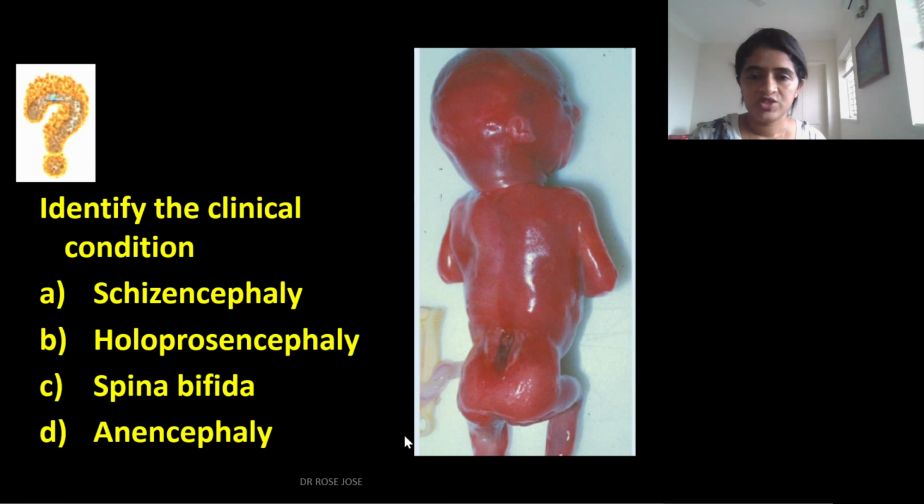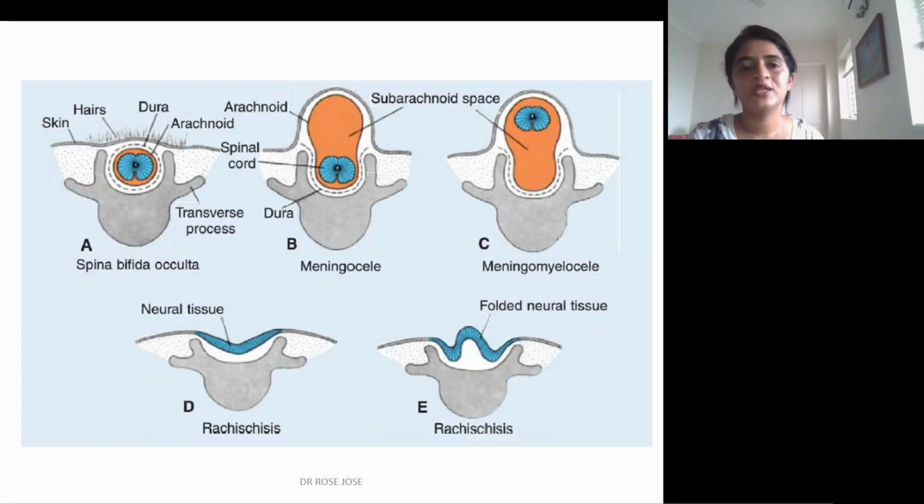Identify the clinical condition. You can see a defect in this region, and that condition is known as spina bifida. I have done a detailed version of this as well. So these are the different patterns of spina bifida. This is spina bifida occulta, where you can just see a dimple and a tuft of hair.